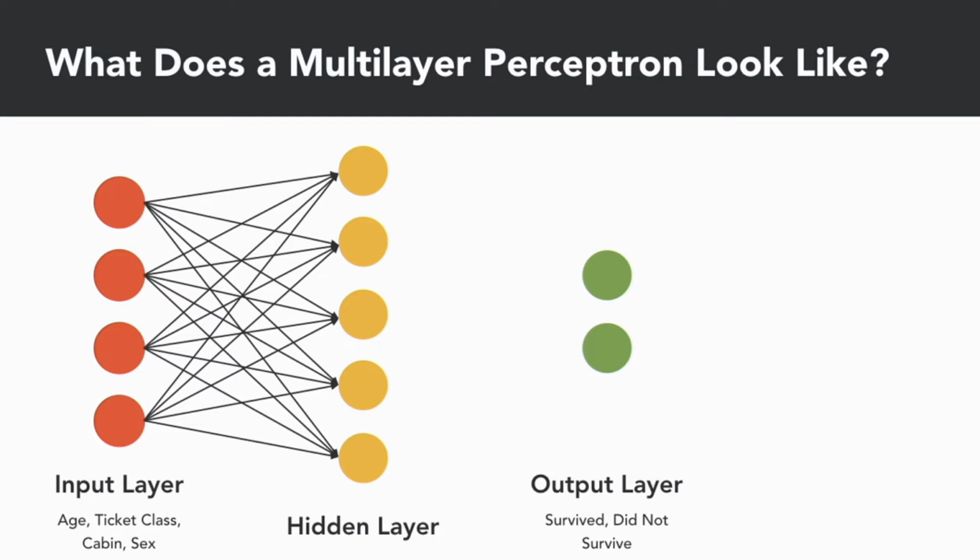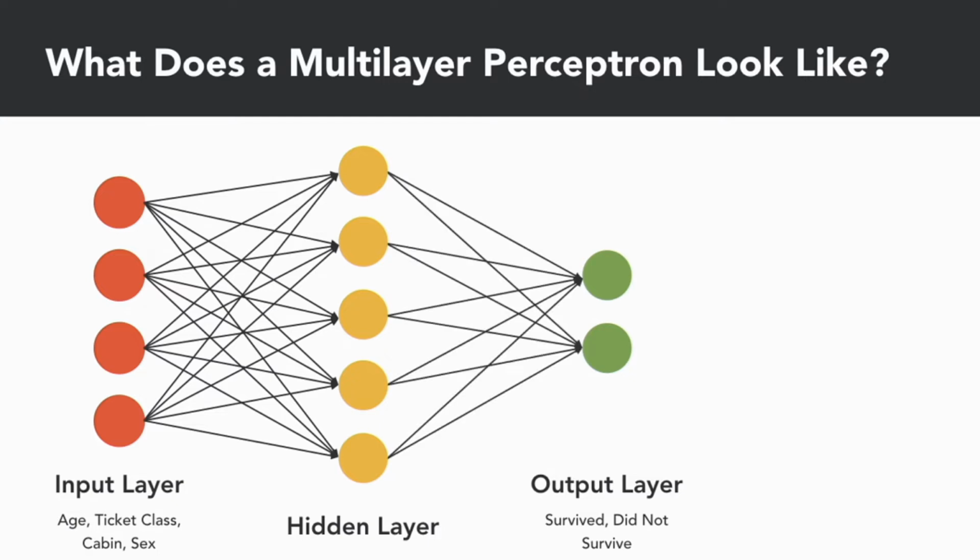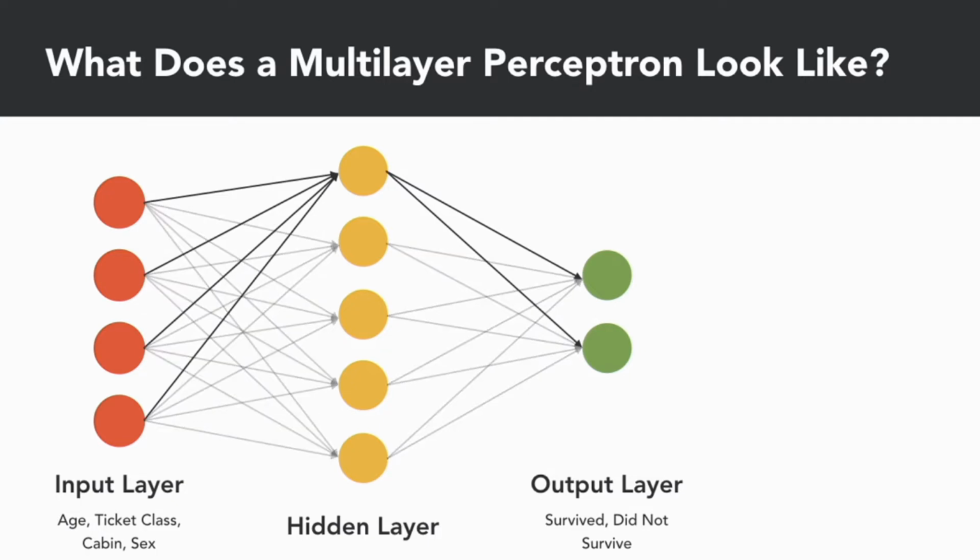Then we have an output layer. And here we're going to have 2 nodes. Either a person survived, or they did not survive, using the example of our Titanic dataset. Now we have each node in the hidden layer outputting to each node in the output layer.